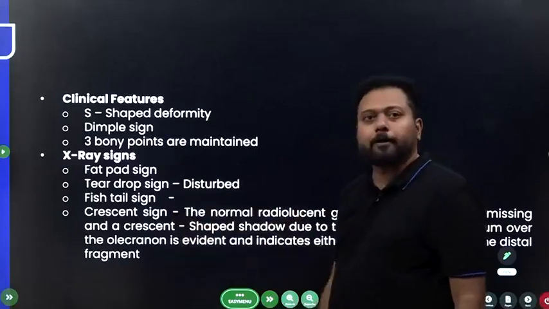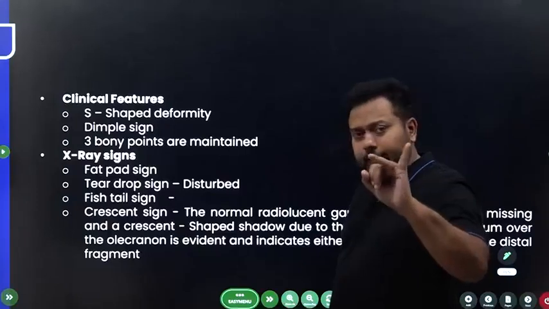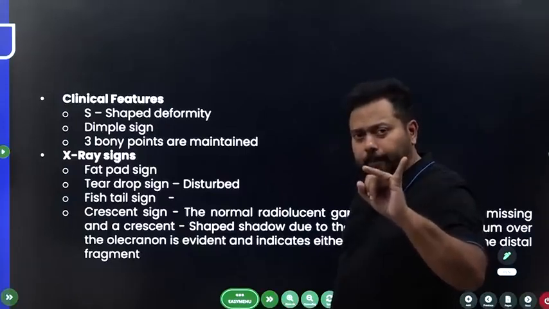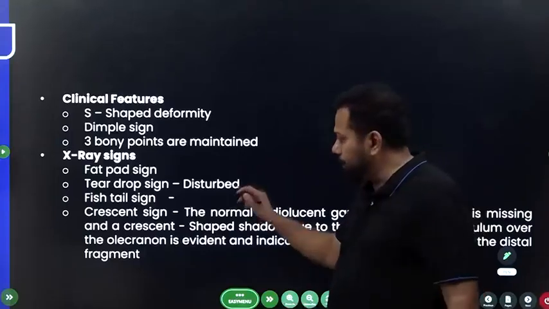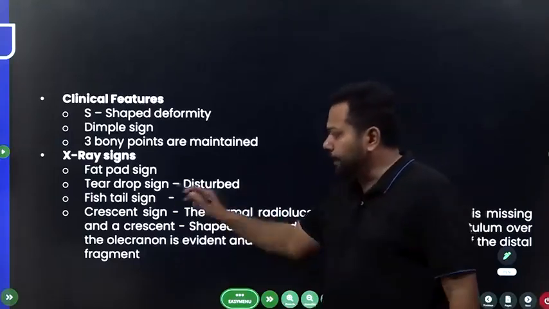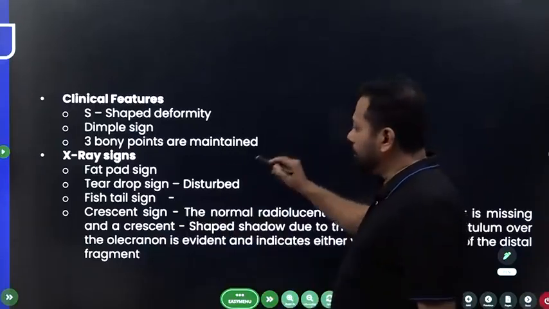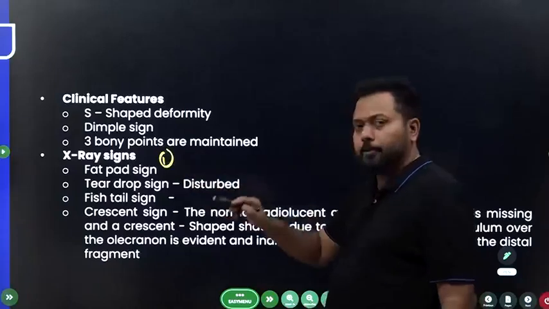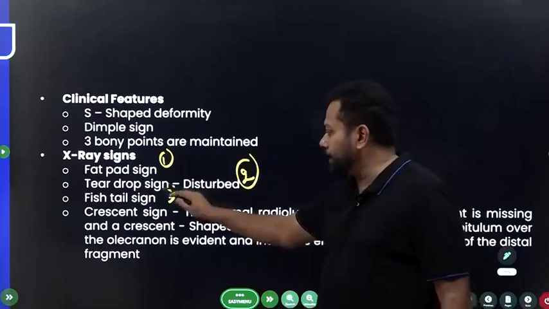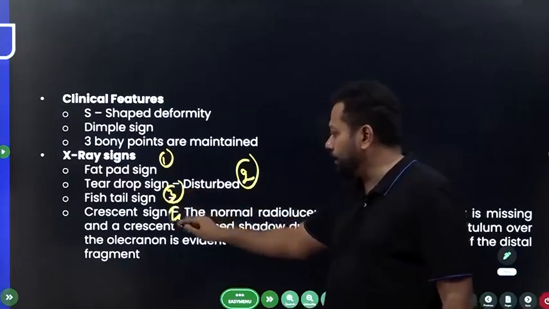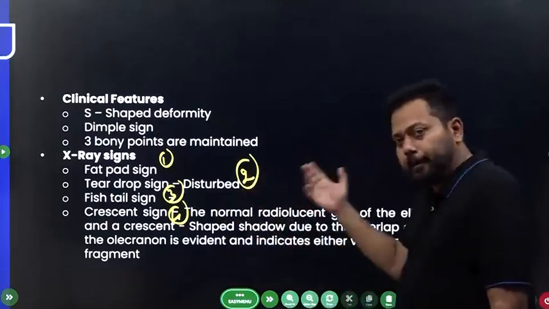This is very important. Classical fat pad sign, classical teardrop sign. Teardrop sign is a normal sign in lateral view of humerus in a child. The teardrop sign is disturbed. 3rd, fishtail sign. 4th, crescent sign. We cannot leave a single thing. So number 1, fat pad sign. Number 2, normal teardrop sign is disturbed. Number 3, fishtail sign. Number 4, crescent sign. One by one, I will show you in the diagram.